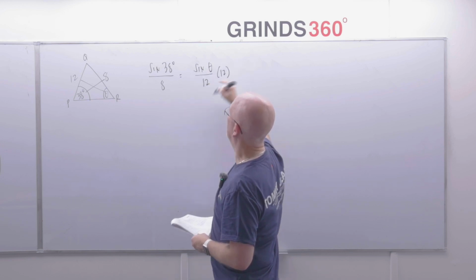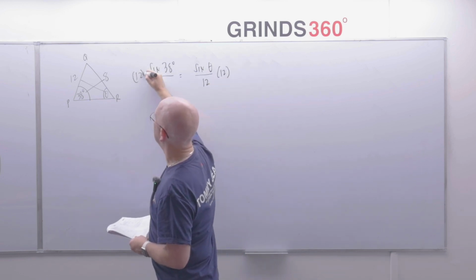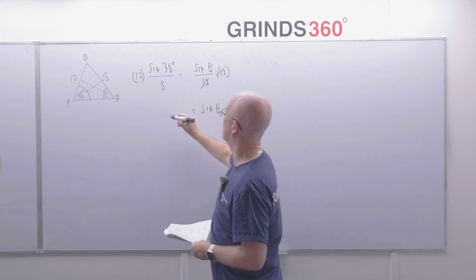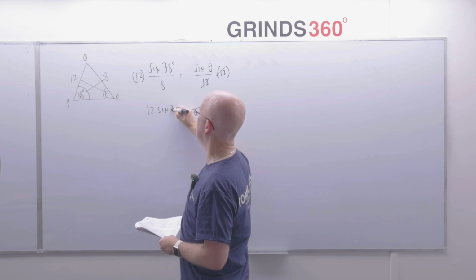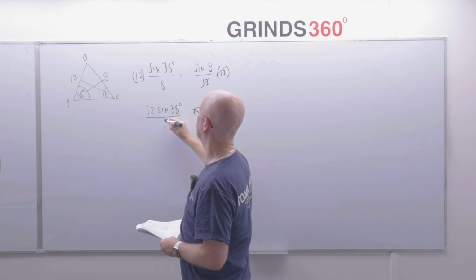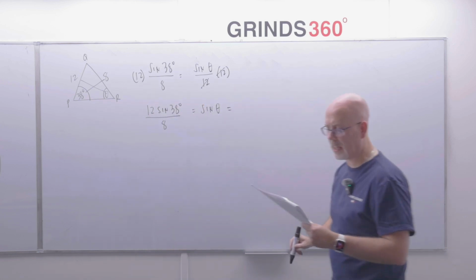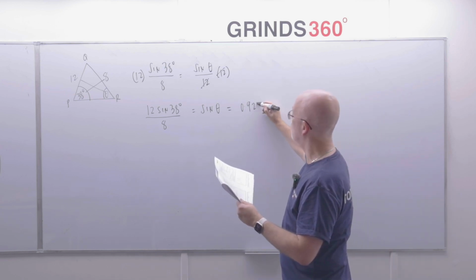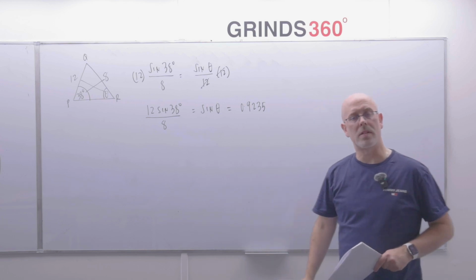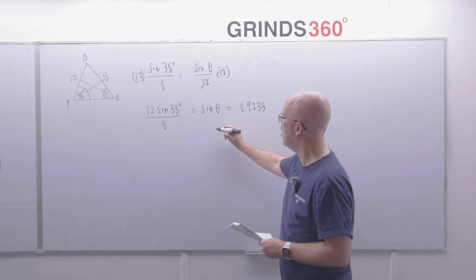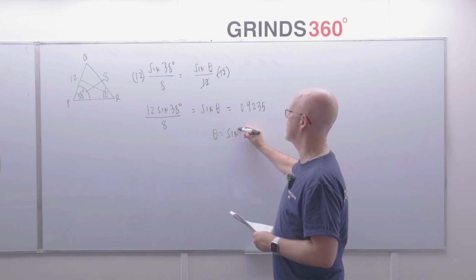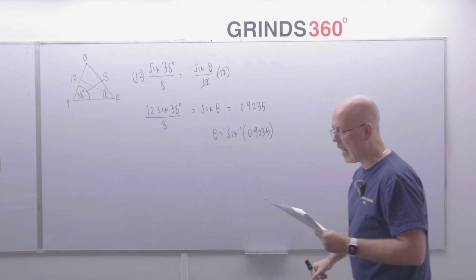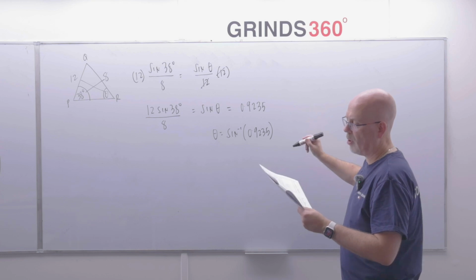We'll multiply both sides by the denominator from the right-hand side. Okay, they'll cancel. And I get sine theta is equal to 12 times sine 38 degrees over 8. If I put that into my calculator, the answer is roughly 0.9235. Then again, we'll take the inverse sine of 0.9235 to find the size of the angle. If I put that into my calculator, that comes out about 67.442.